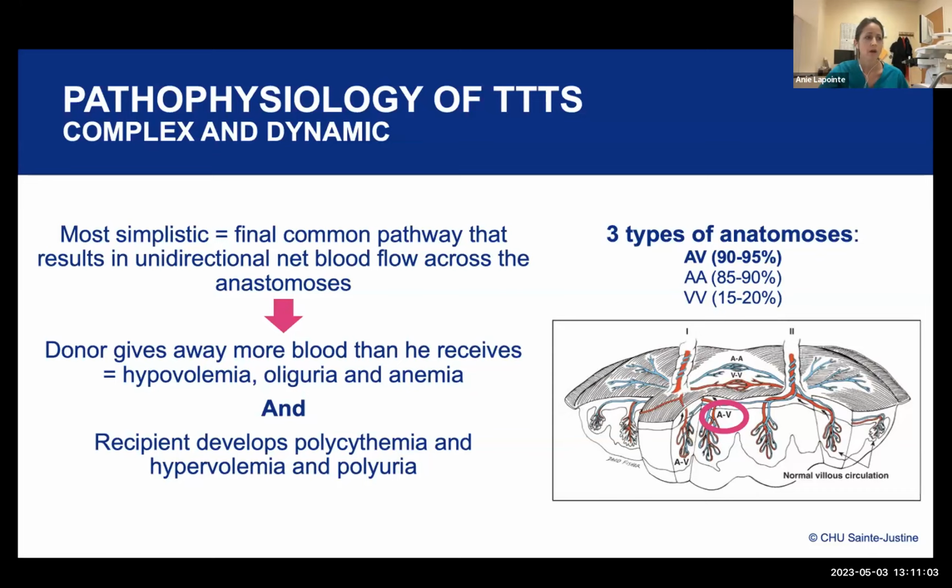Arterial and venous anastomoses are direct vessel to vessel connections and are not connected to capillary beds, as is the case for the arteriovenous anastomoses.